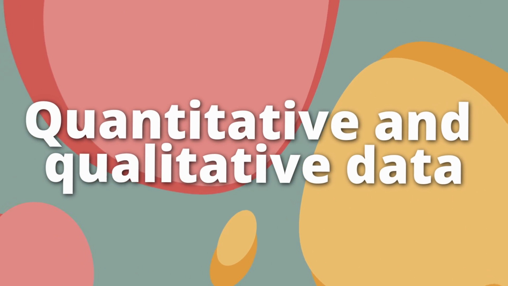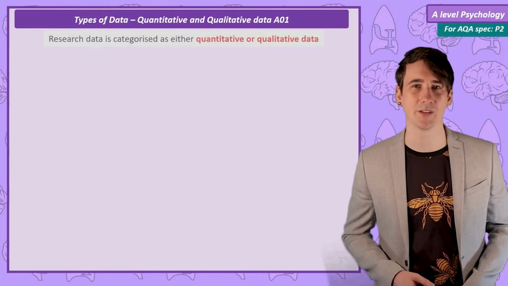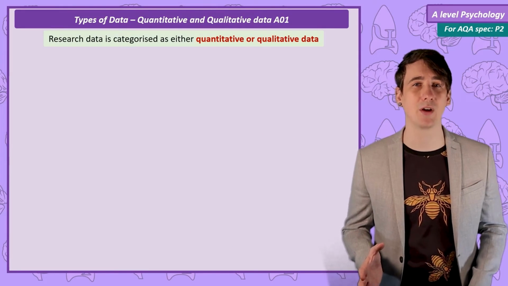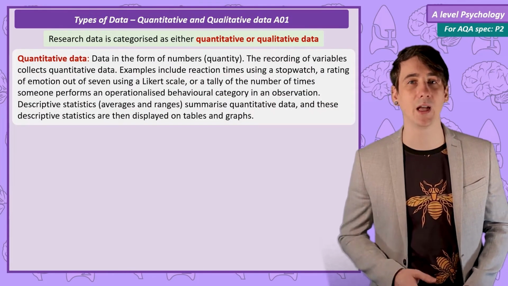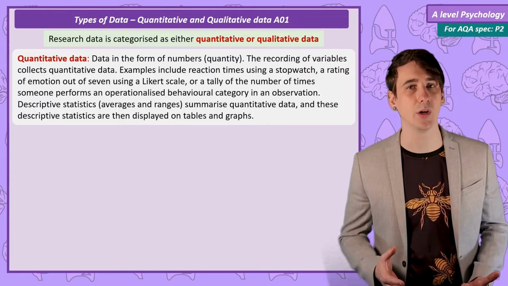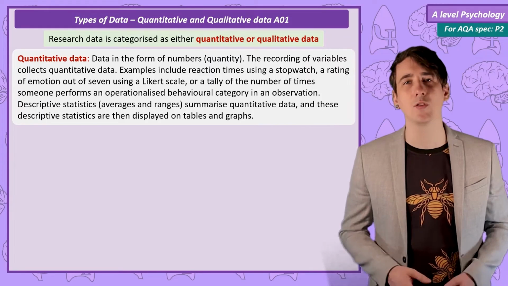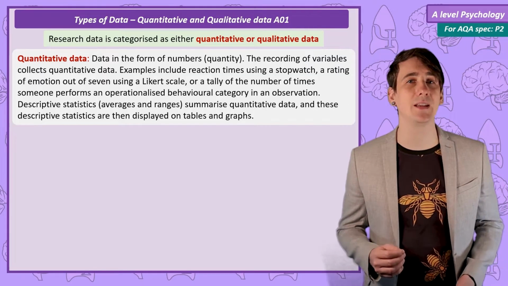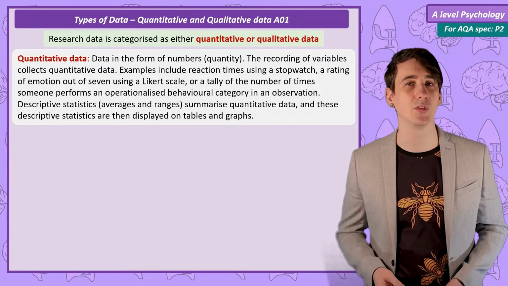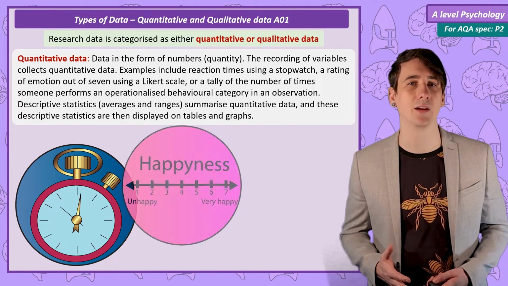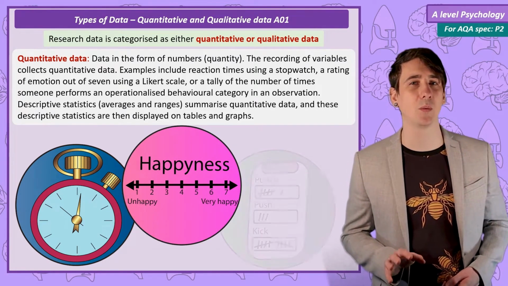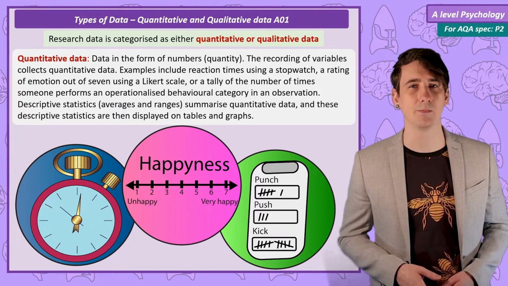Quantitative and qualitative data. Firstly, quantitative and qualitative. Nice and easy to remember which way around this goes, as quantitative data is data in the form of numbers. And of course the word quantity refers to the number or amount of something. So when I say data in the form of numbers, I mean data taken by the recording of variables. So I could gather reaction times, an emotional rating on a Likert scale, or record the number of times someone performs an action in an observation.